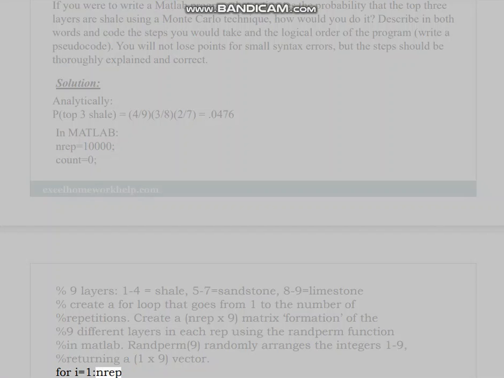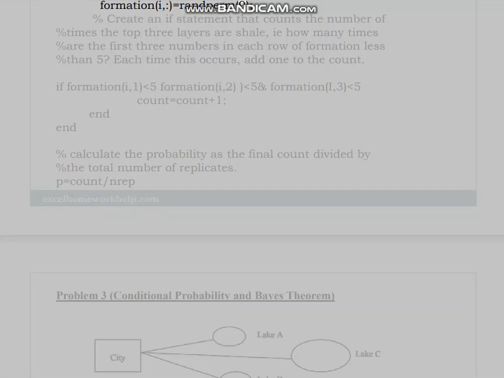for i = 1:nrep, formation(i,:) = randperm(9). % Create an if statement that counts the number of times the top 3 layers are shale, i.e. how many times are the first 3 numbers in each row of formation less than 5? Each time this occurs, add 1 to the count. If formation(i,1) < 5 and formation(i,2) < 5 and formation(i,3) < 5, count = count + 1, end. % Calculate the probability as the final count divided by the total number of replicates. P = count/nrep.